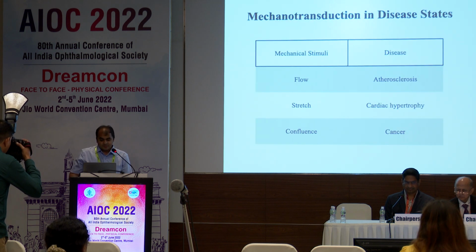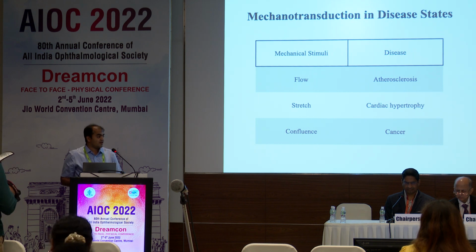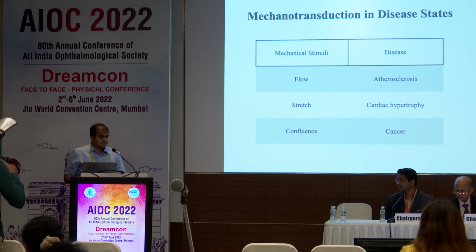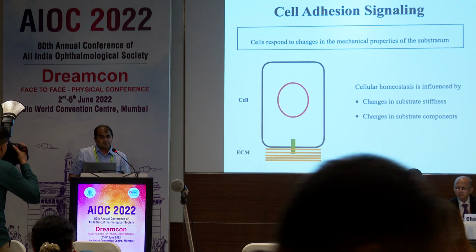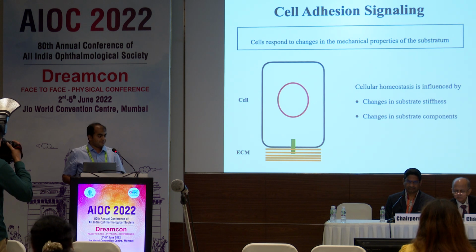responses. So a dysregulated mechanotransduction has been implicated in several diseases: dysregulated responses to flow in atherosclerosis, to stretch in cardiac hypertrophy, and confluence in cancers. Similarly, the cells also respond to changes in the mechanical properties of the substratum on which they sit.